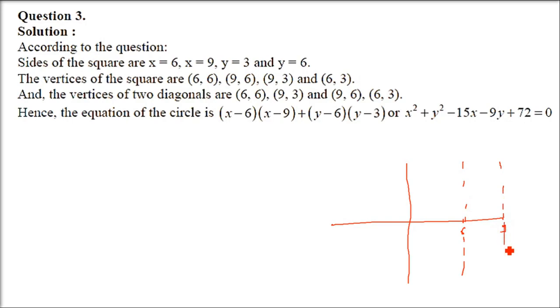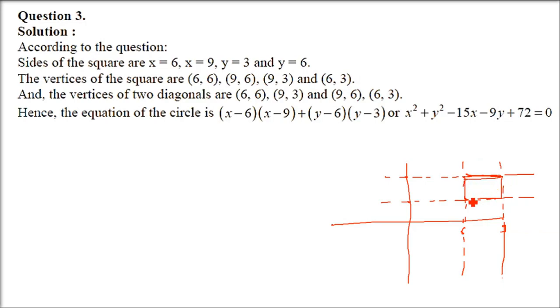x equals 6 and x equals 9. So I'm just making a line parallel to the y-axis. Then what do you get? This is 6 and 3. So these are two lines I made, and this is the final rectangle. Now if you see the points, we have to find out the endpoints. What are the endpoints? Just mark the points first.